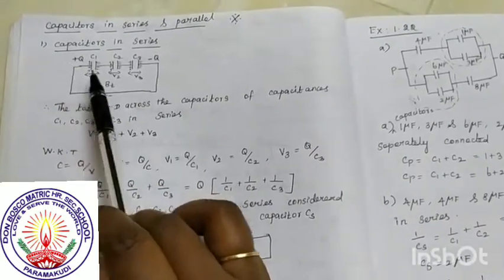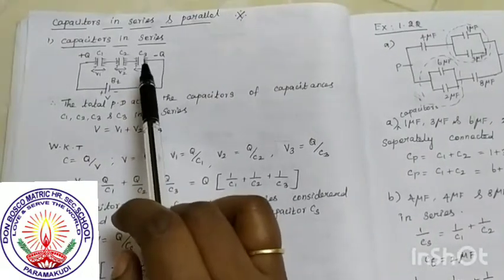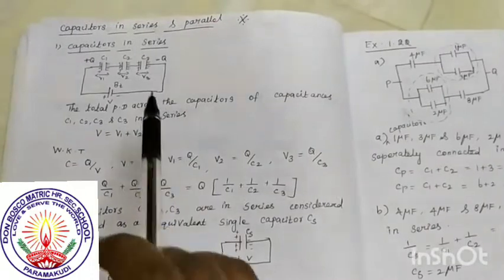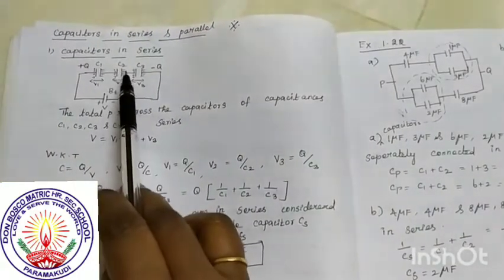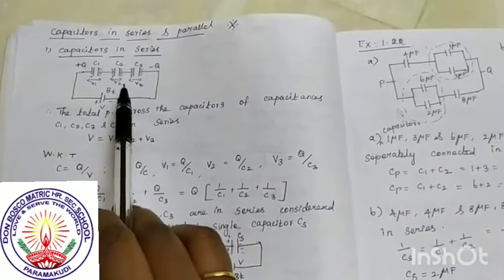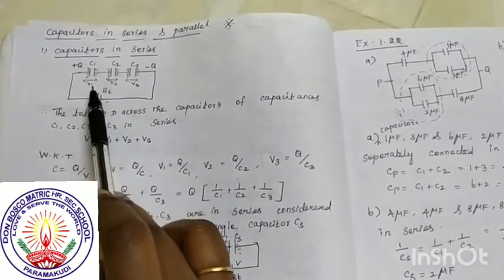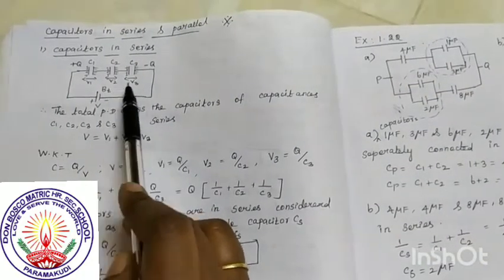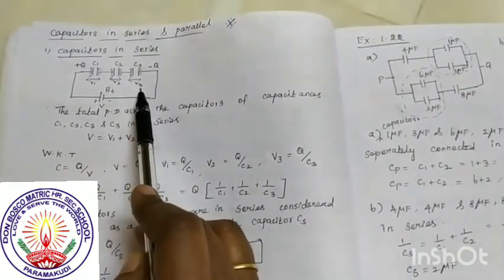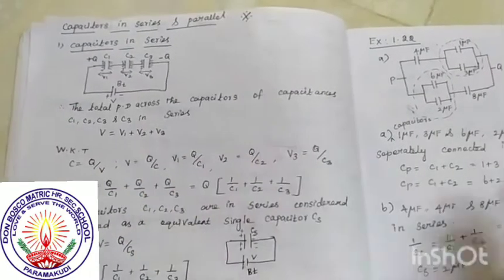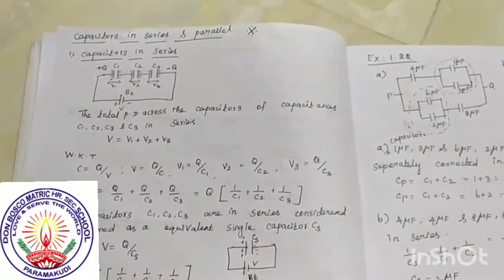So these three capacitors are connected in series with the battery. The voltage is V. For the first capacitor we consider the voltage V1, the second one V2 and the third one V3. The battery is connected to the capacitors in series.